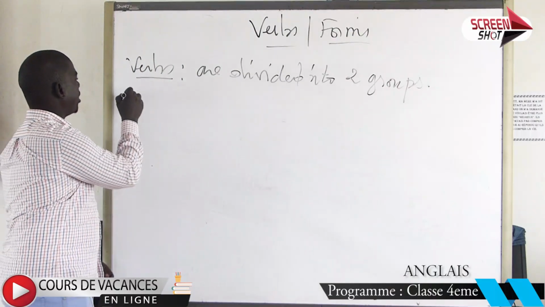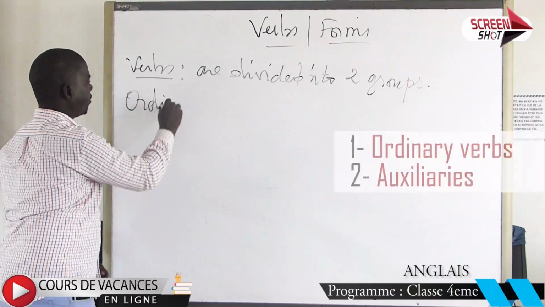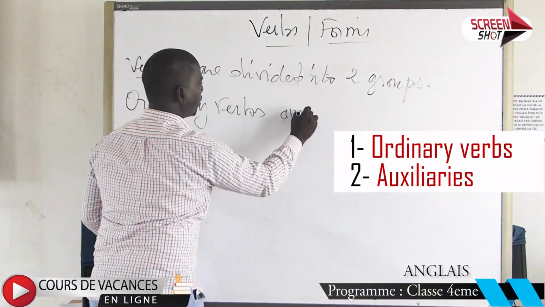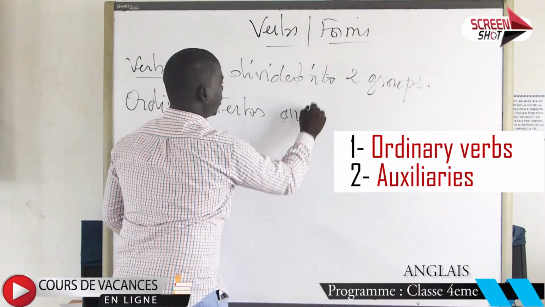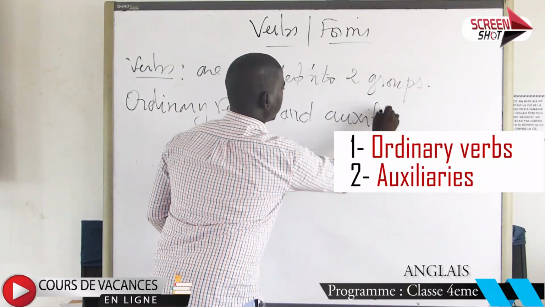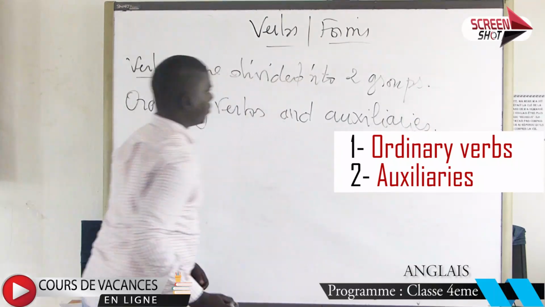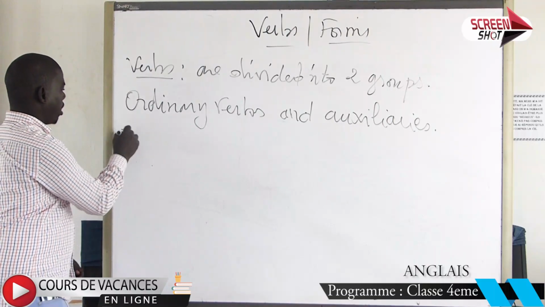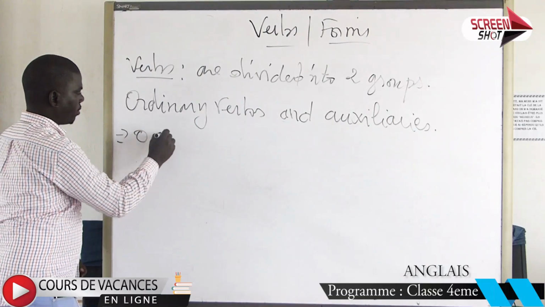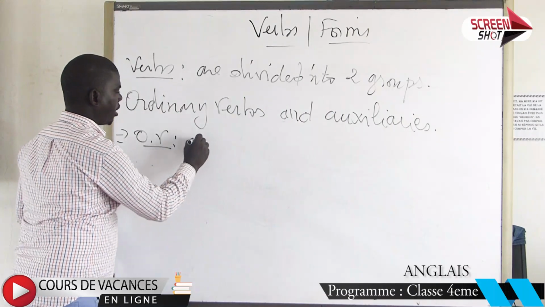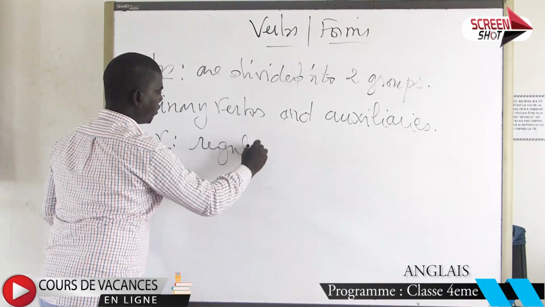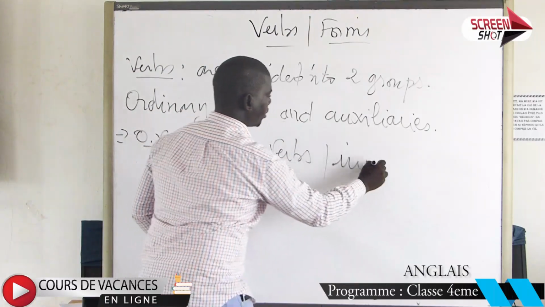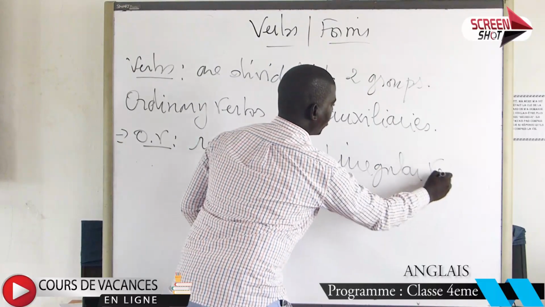Okay, we have ordinary verbs and auxiliaries. The auxiliaries and the ordinary verbs. Ordinary verbs are regular verbs and irregular verbs.